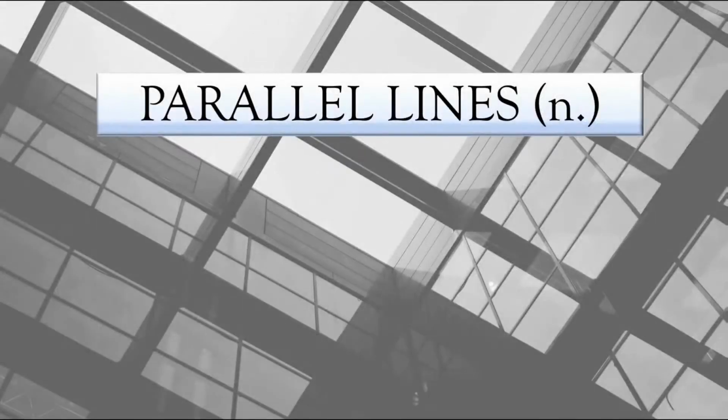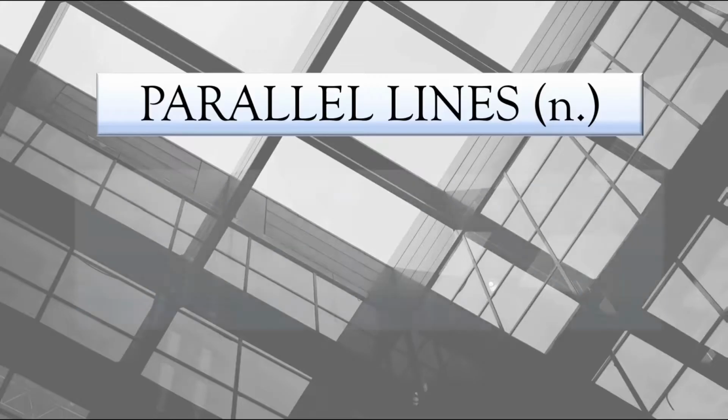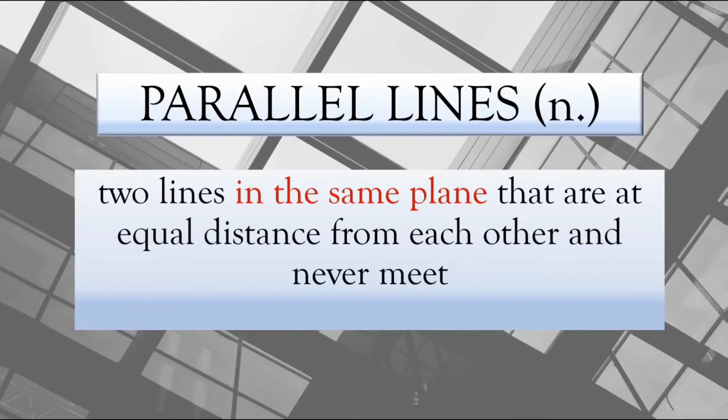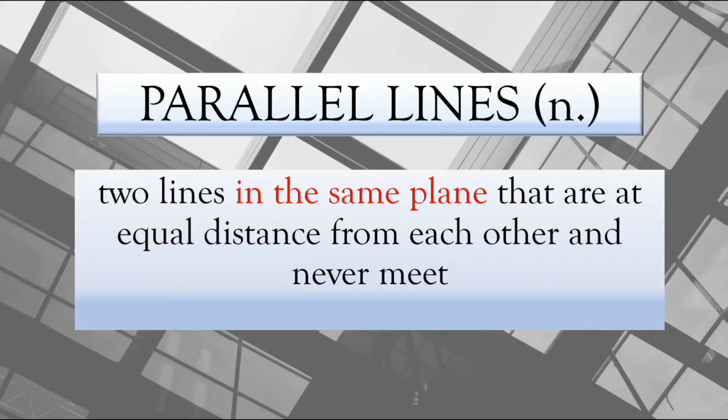The word parallel is also known in the field of mathematics, particularly in geometry. In geometry, parallel lines are two lines in the same plane that are at equal distance or equidistant from each other and never meet. In this definition, I've highlighted the phrase in the same plane. So take note of the word same. It's the one common in the dictionary and mathematical meaning of the word parallel.